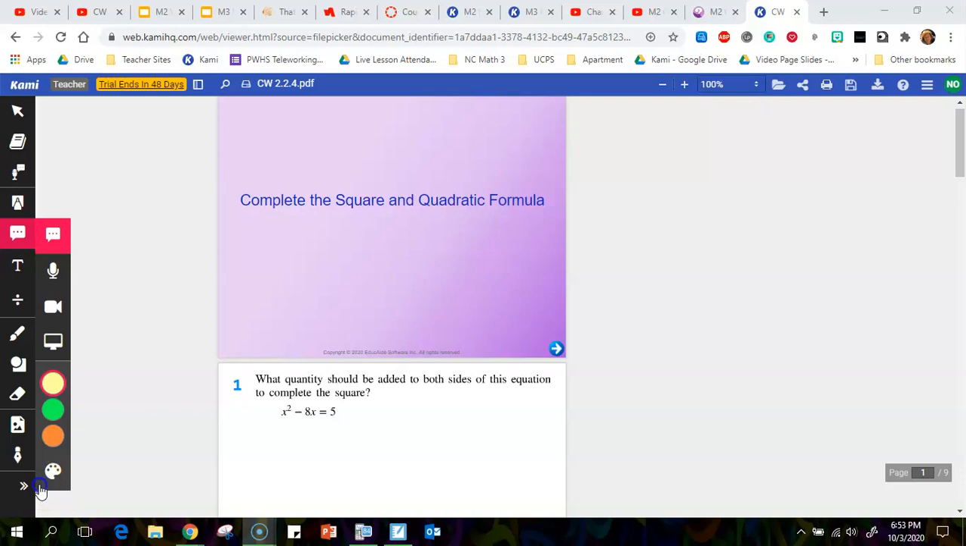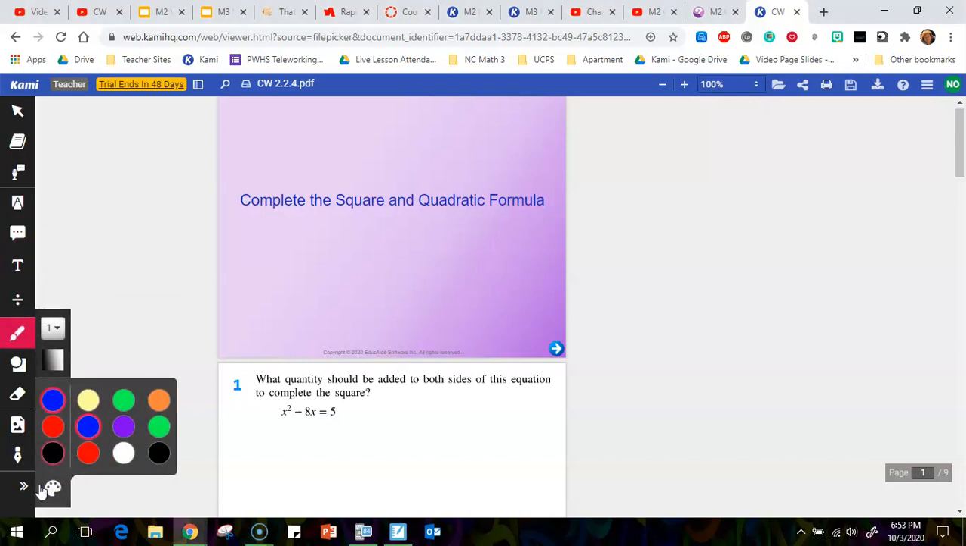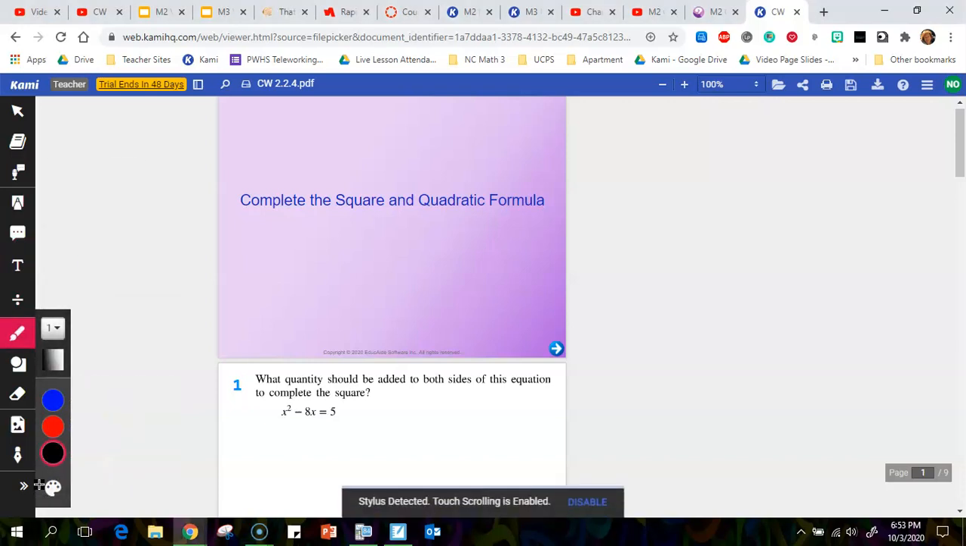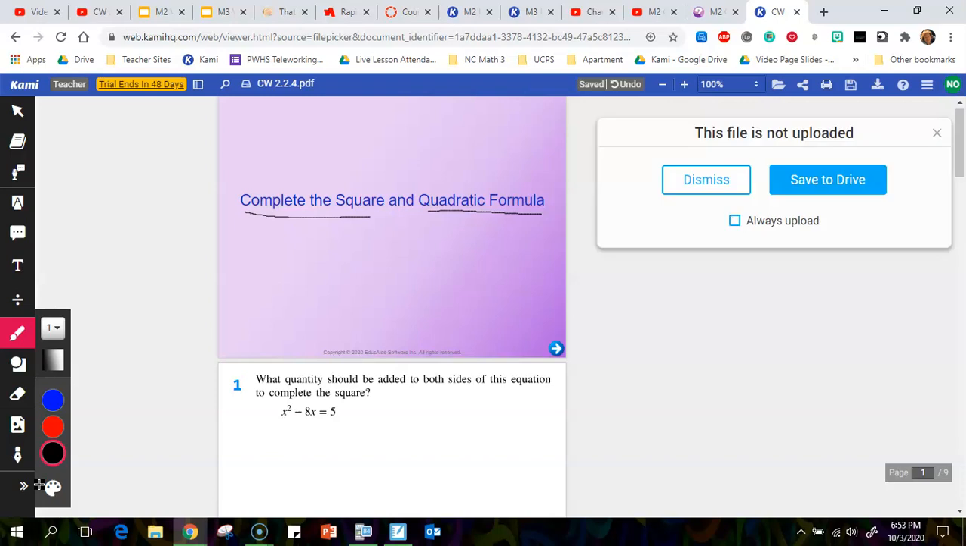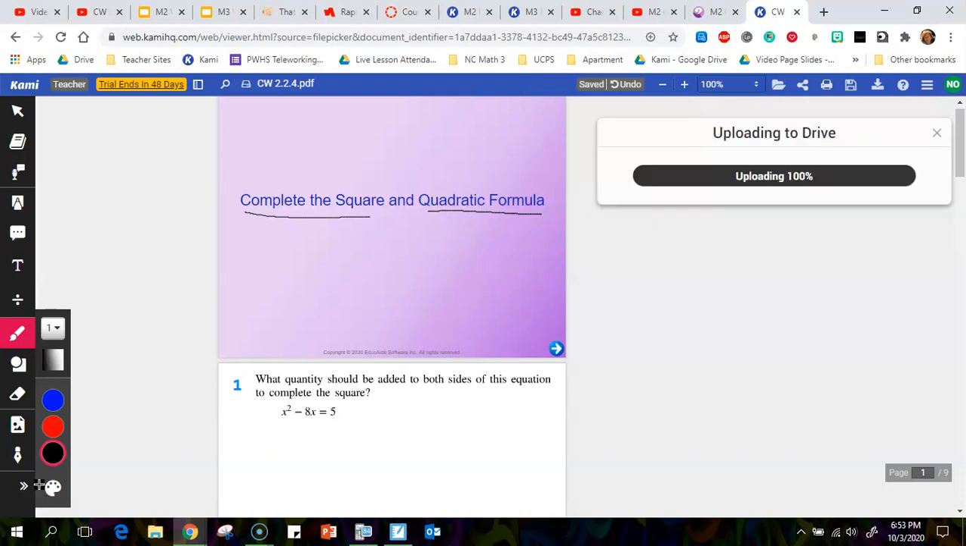Okay, this is our classwork on completing the square and quadratic formula. These are just two methods for factoring quadratic expressions and solving quadratic equations. It's really solving quadratic equations and finding the roots of a parabola, so a quadratic function. So just keep that in mind, that completing the square is one method and the quadratic formula is another method.